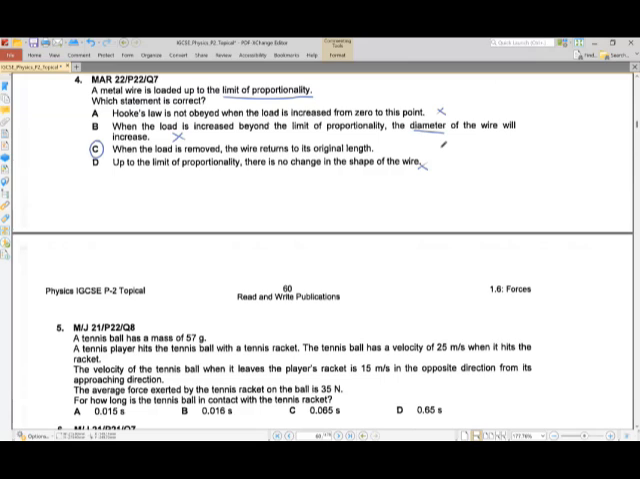Question number 5. A tennis ball has a mass of 57 grams. A tennis player hits the tennis ball with a racket. The ball has a velocity of 25 meters per second when it hits the racket. The velocity of the ball as it leaves the racket is 15 meters per second in the opposite direction from its approaching direction. The average force exerted by the racket on the ball is 35 newtons. For how long is the tennis ball in contact with the racket?